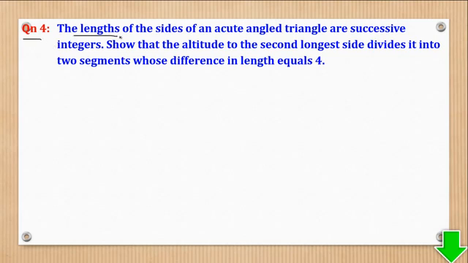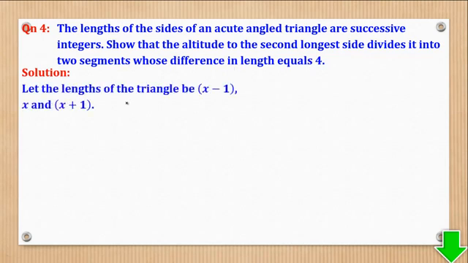Question 4. The lengths of the sides of an acute angled triangle are successive integers. Show that the altitude of the second longest side divides it into two segments whose difference in length equals 4. So this is a little funny, but we need to make a sketch. So let the lengths be this, because they said successive means consecutive. This followed by this, followed by this.